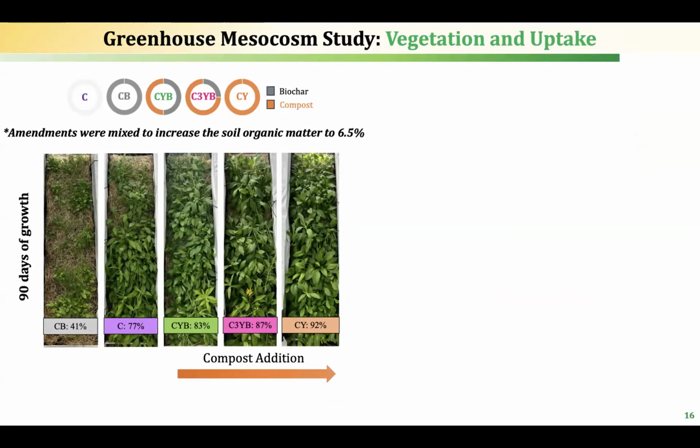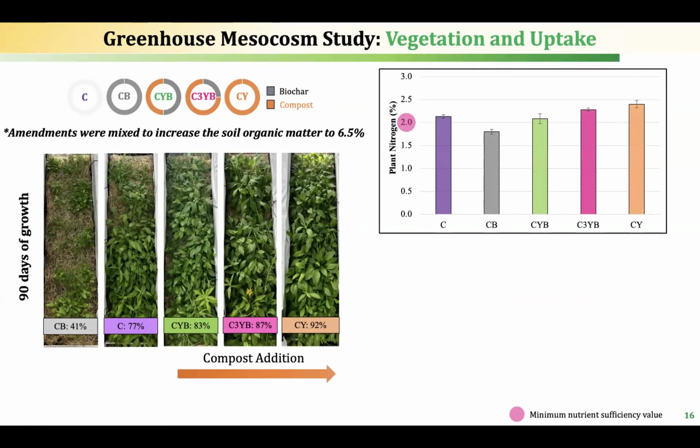So regarding the effects of these amendments on plant nutrient uptake, firstly on the top, you can see that the addition of compost has actually increased the plant nitrogen content, and biochar reduced it, similar to that of the coverage observations.